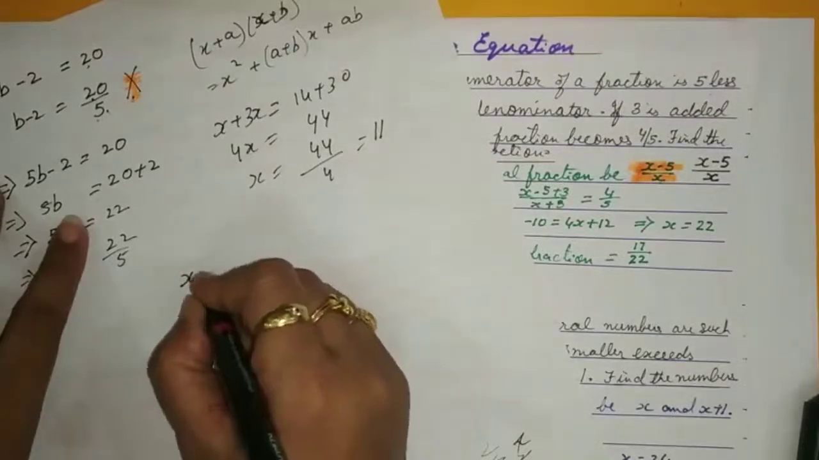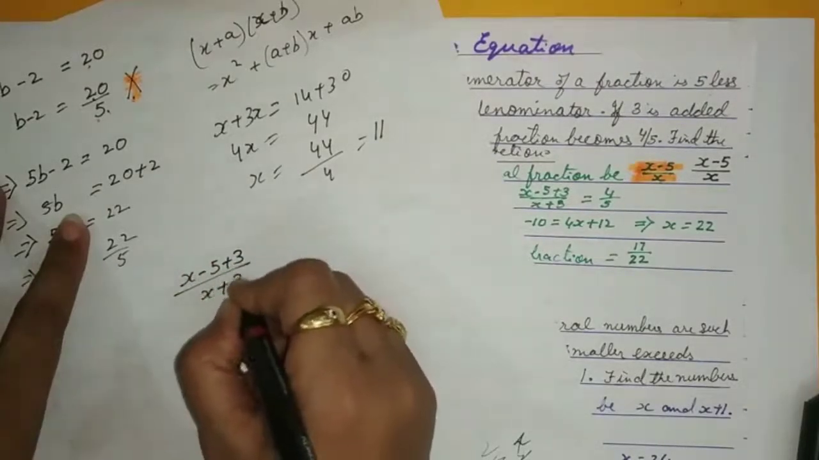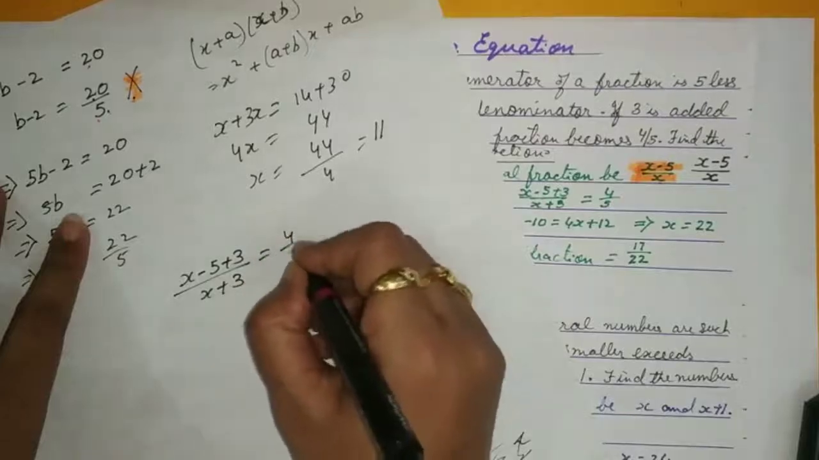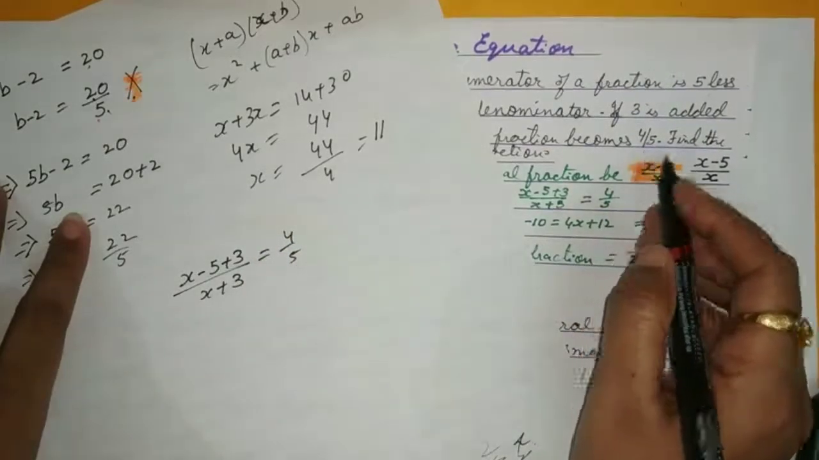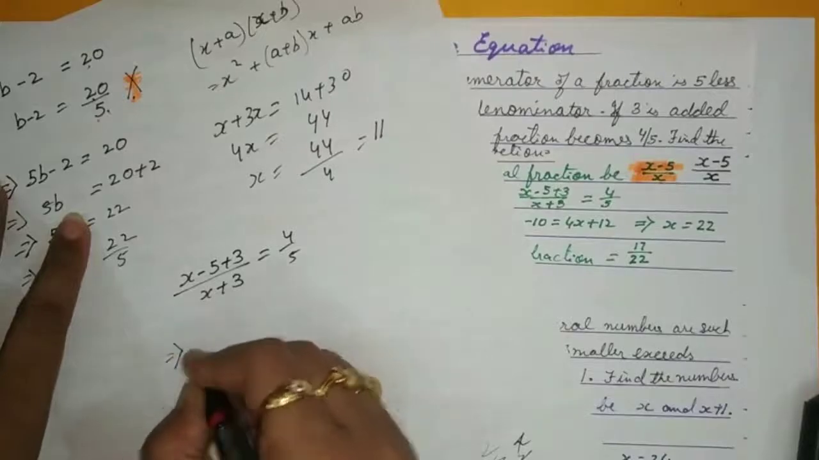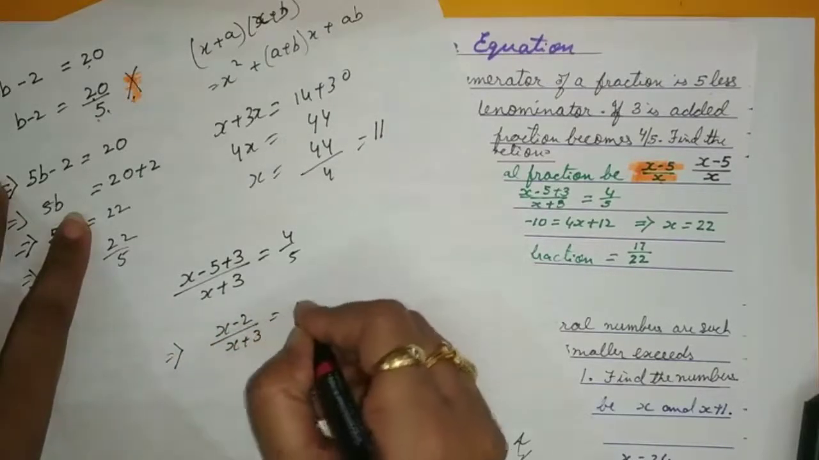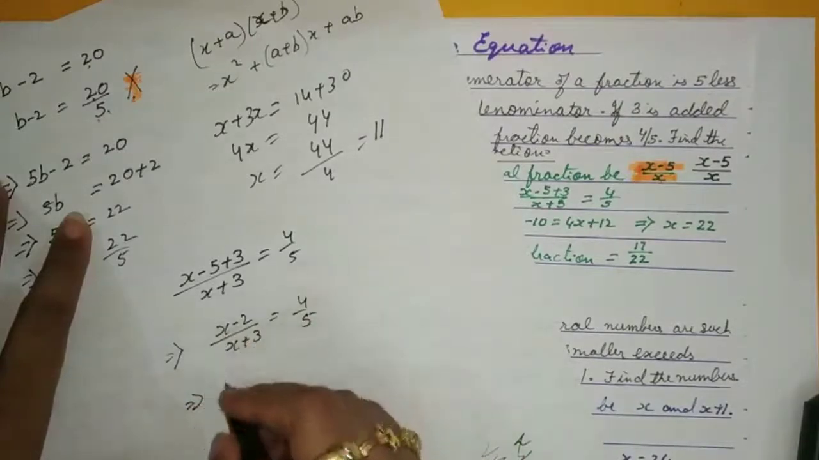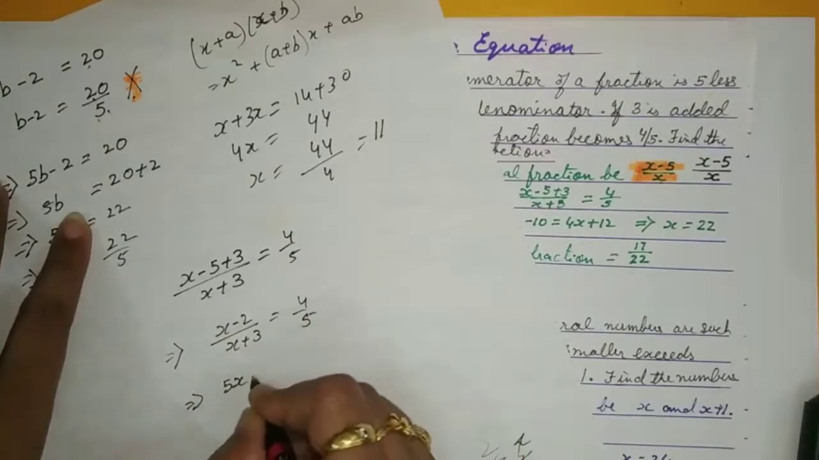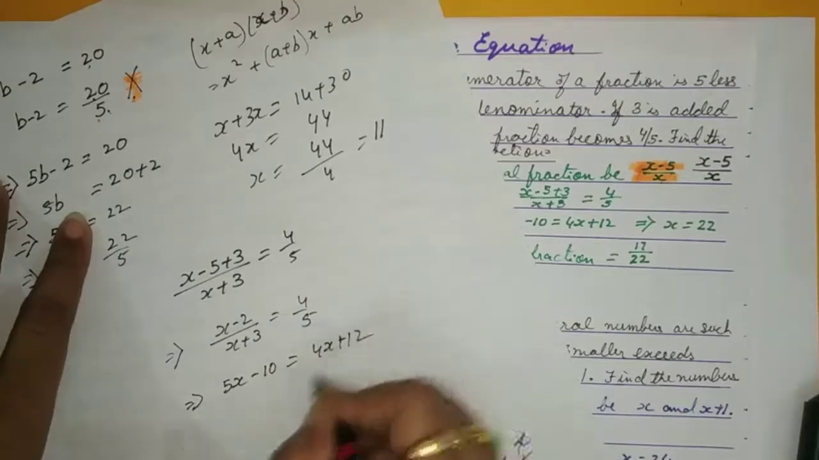If it is x minus 5 plus 3 and it is x plus 3, because the question says to add 3 and the fraction becomes 4 by 5. So this actually now becomes x minus 2 by x plus 3 is 4 by 5. Now what do we do? We cross multiply. So we get 5x minus 10 and we get 4x plus 12.